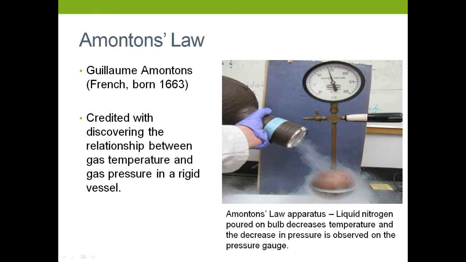Amundsen's Law. Guillaume Amundsen was born in France in 1663. He is credited with discovering the relationship between gas temperature and gas pressure in a rigid vessel. Here is an Amundsen's Law apparatus. Liquid nitrogen is poured on a bulb, which decreases the temperature, and the decrease in pressure is observed on the pressure gauge.